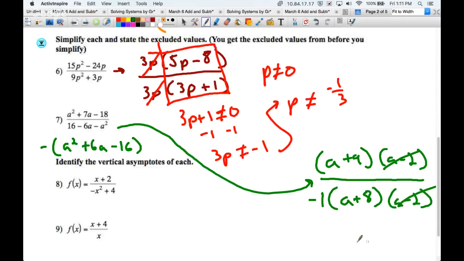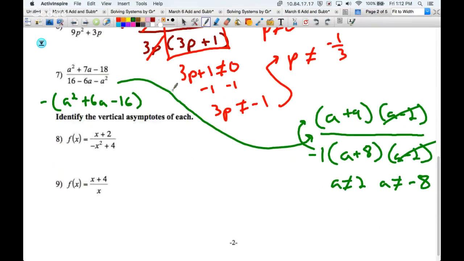So those will cancel, and our excluded values are a cannot equal 2, a cannot equal negative 8. And maybe to simplify, we want to move this negative to the top and distribute it, assuming that's what it's got in the answer key. It's going to be negative a minus 9 over a plus 8.